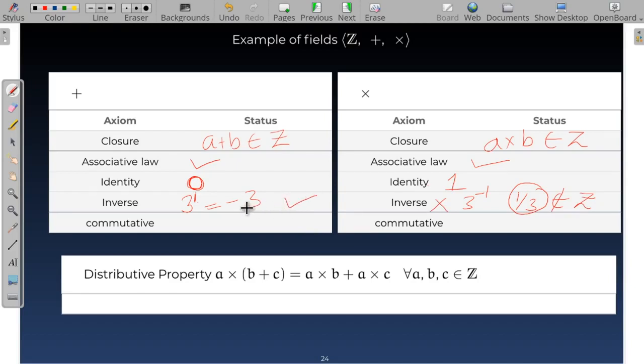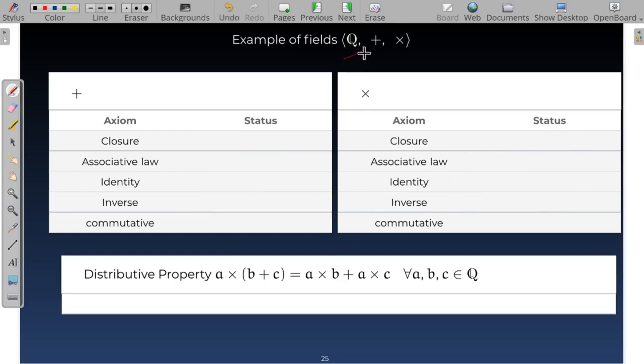With respect to addition we have an inverse, but with respect to multiplication we don't have an inverse for every element. So that's why this is not going to be a field with respect to addition and multiplication, because this axiom is not satisfied. Basically, the multiplicative inverse doesn't exist for each and every element in this set. So that's why this is not going to be a field. Now we are going to see another example.